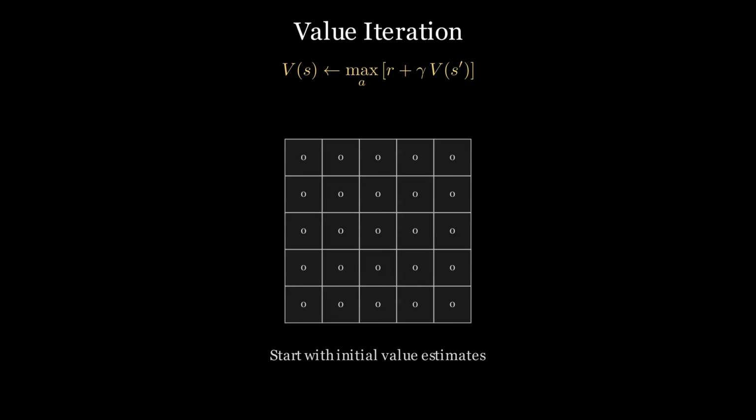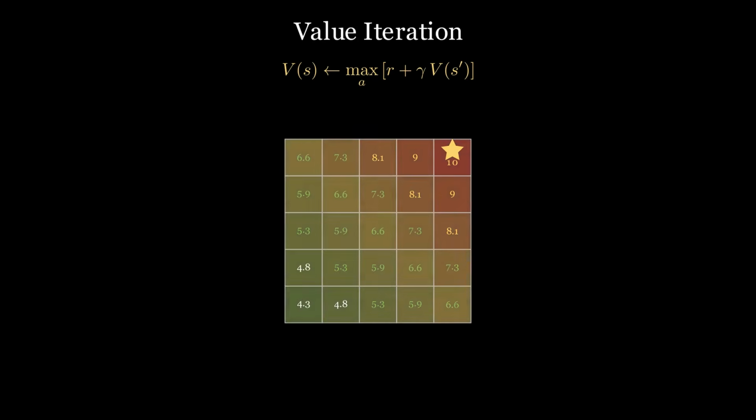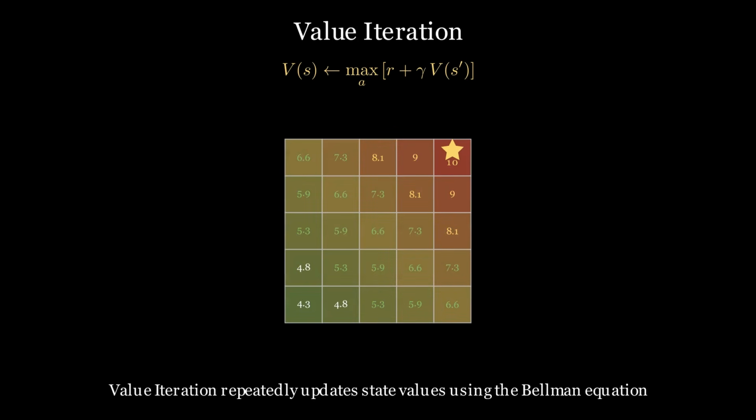So how do we actually compute these values? We start with all values at 0, except the goal, that's 10. Now we update the cell next to the goal. 0 plus 0.9 times 10 equals 9. Then we update the next cells and the next. Values spread outward like ripples from the goal. After many iterations, every cell has a value. This process is called value iteration. Repeatedly update, repeatedly improve until the values converge.